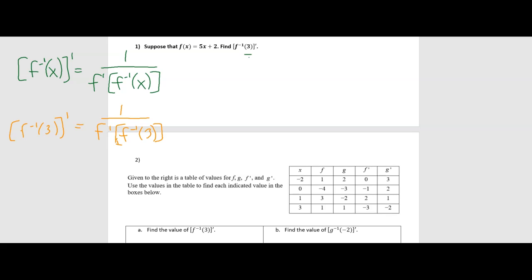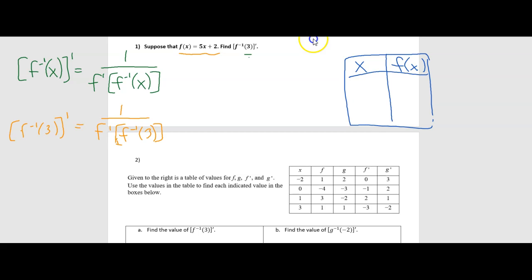Well, we can't just substitute in 3 into our original function, right? Because that's going to give us f of 3, not f inverse of 3. But we can think about the relationship between f and f inverse, specifically with the domain and ranges. So if I have an x and an f of x table, we also can label this as f inverse of x and x. The domain and the ranges are switched for functions and their inverses.